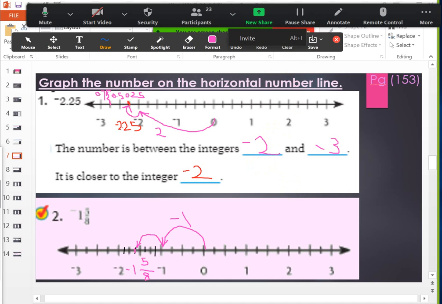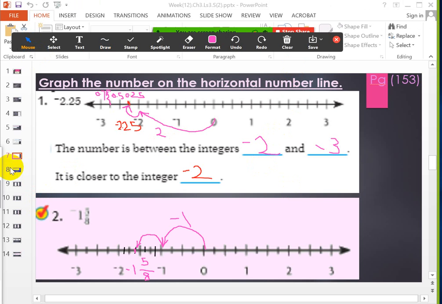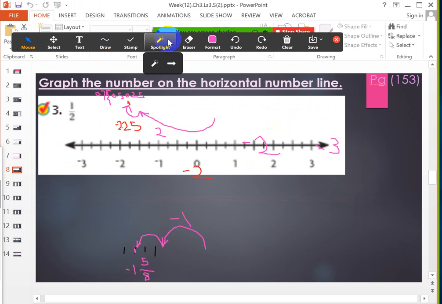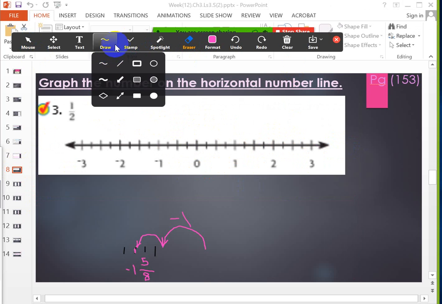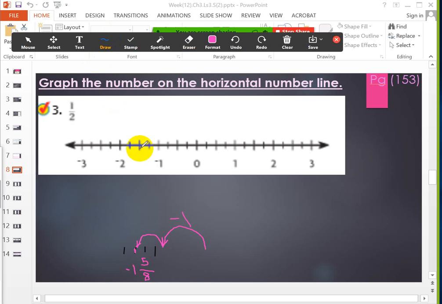Okay, let's move to number 3. Number 3, I want to locate 1/2. Very easy. 1/2 on the number line. 1/2 is without any sign, which means this is a positive rational number. That means this number must be on the right side of 0. Okay, 1/2 means I have a number between 0 and 1.